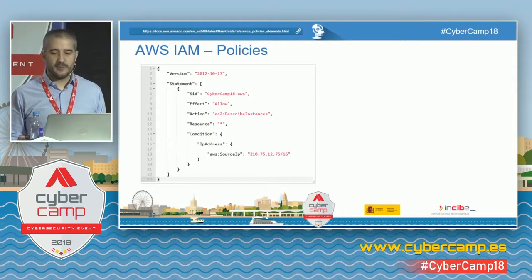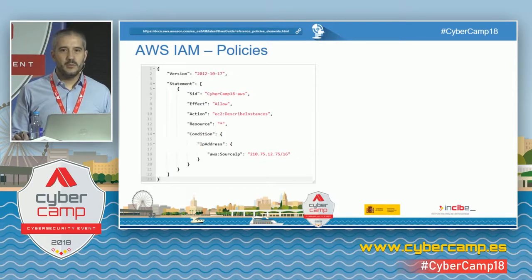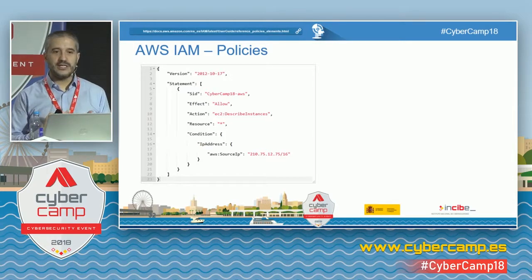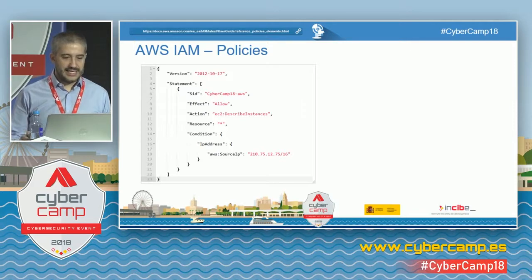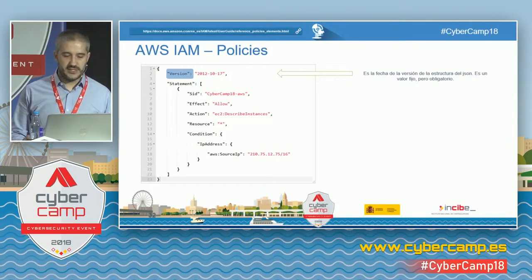How are permits allocated? This is a policy. Policies are pretty hellish to manage at the beginning. As soon as you get the hang of it, it's not too bad. A policy tells you what you can do or not with particular Amazon elements. The structure is a JSON file.